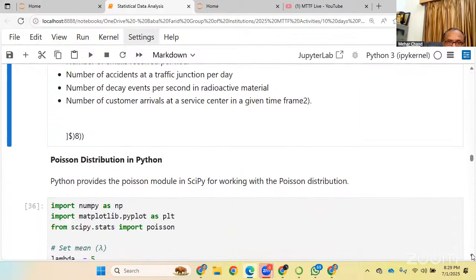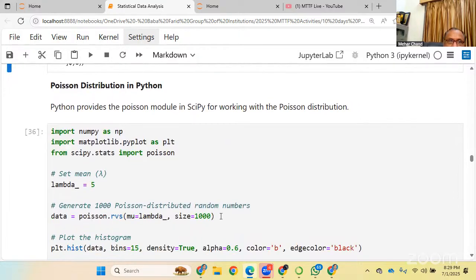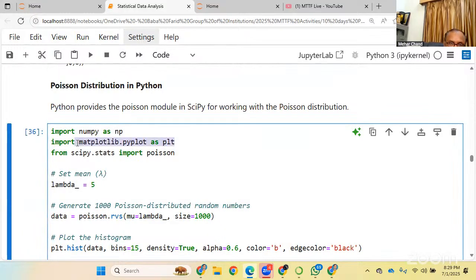So here you can see import numpy as np. This is the library, and plt is used for visualization. Okay, and then from scipy.stats, the Poisson distribution we can have in this library. From this place we will import poisson. Then we need to set the value of lambda.